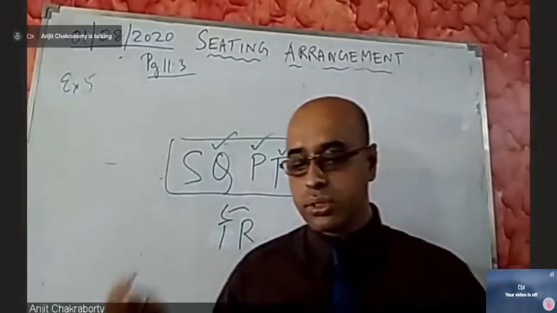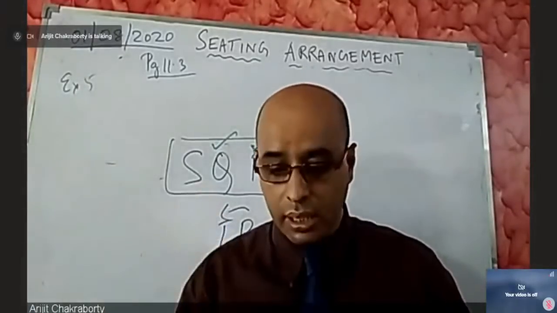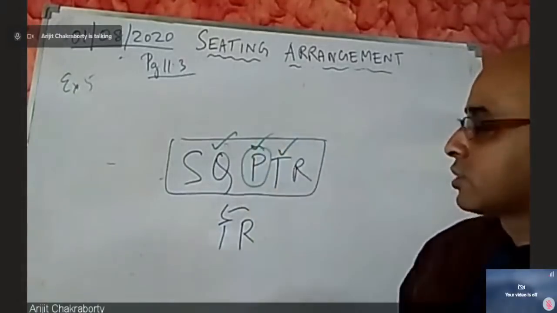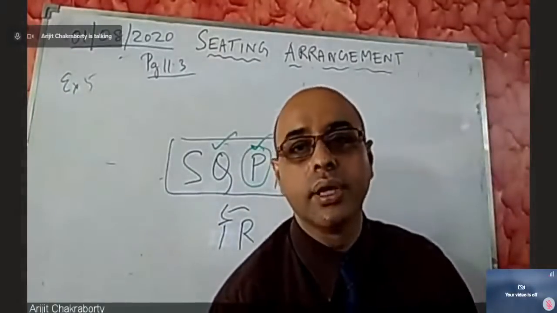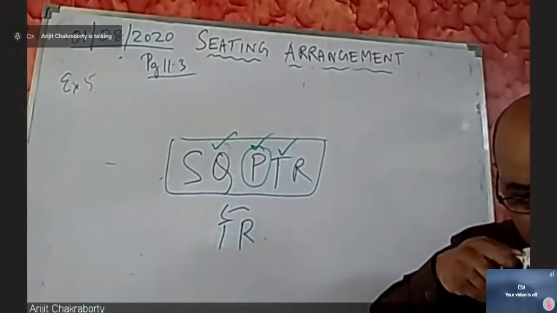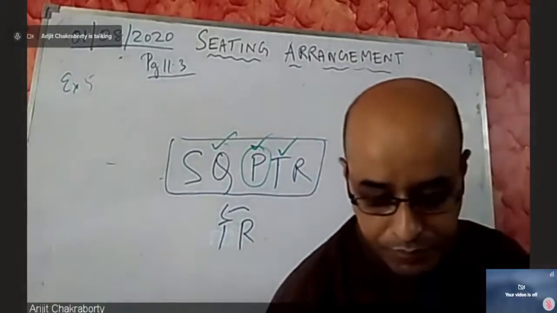Now the question was, which house is in the middle? Well, you can easily make out that P is in the middle. So house number P is in the middle. So I hope this is clear to you. Please have a look. Fine.